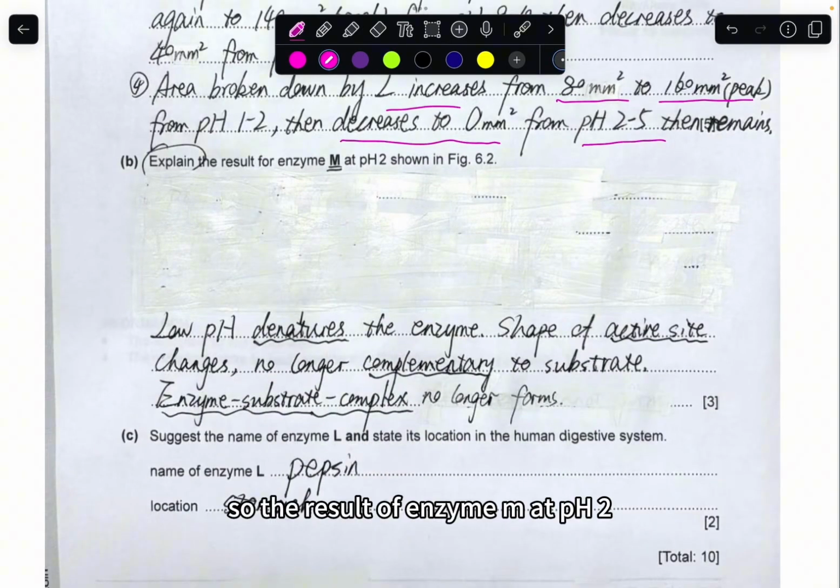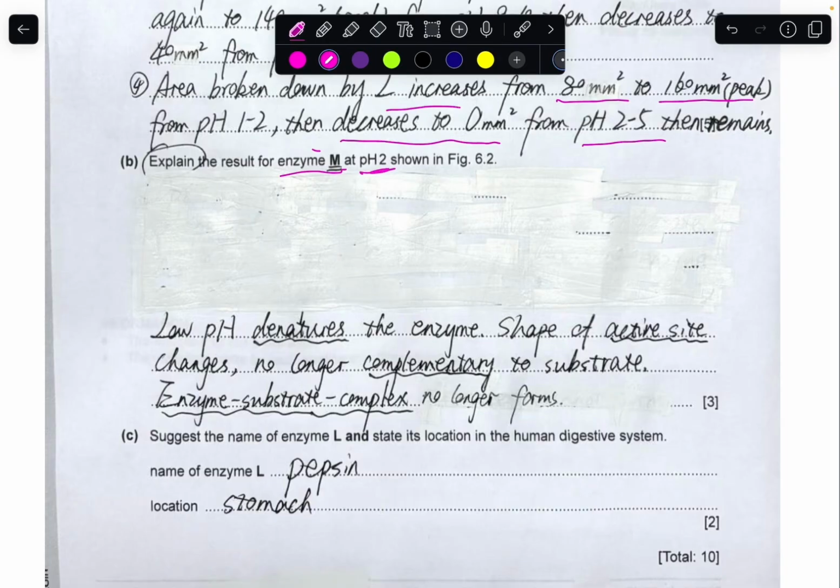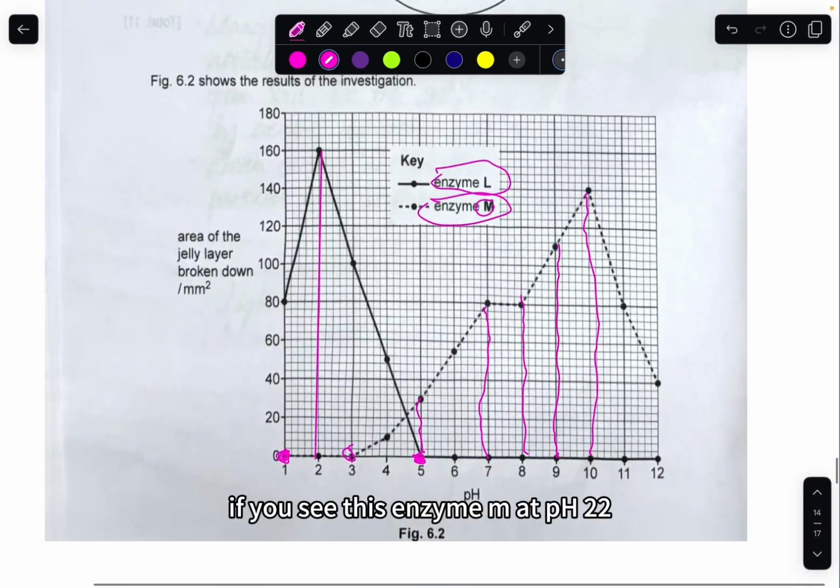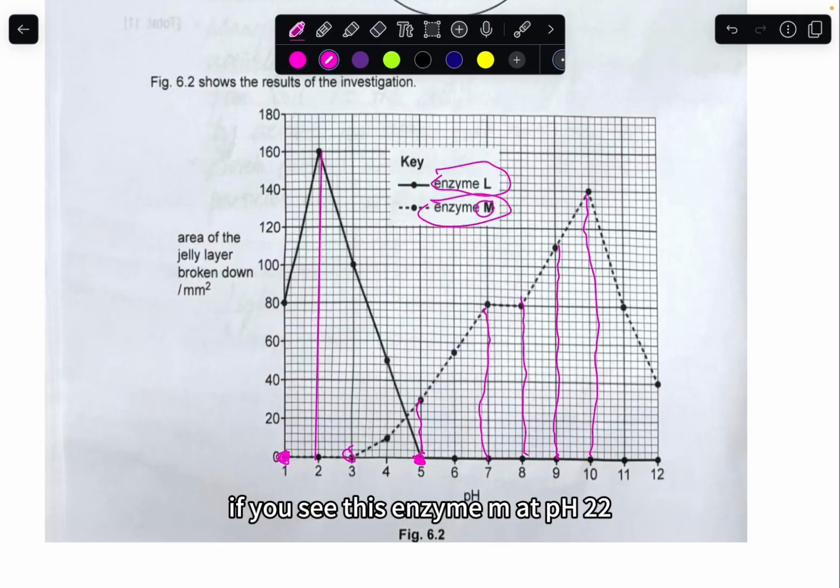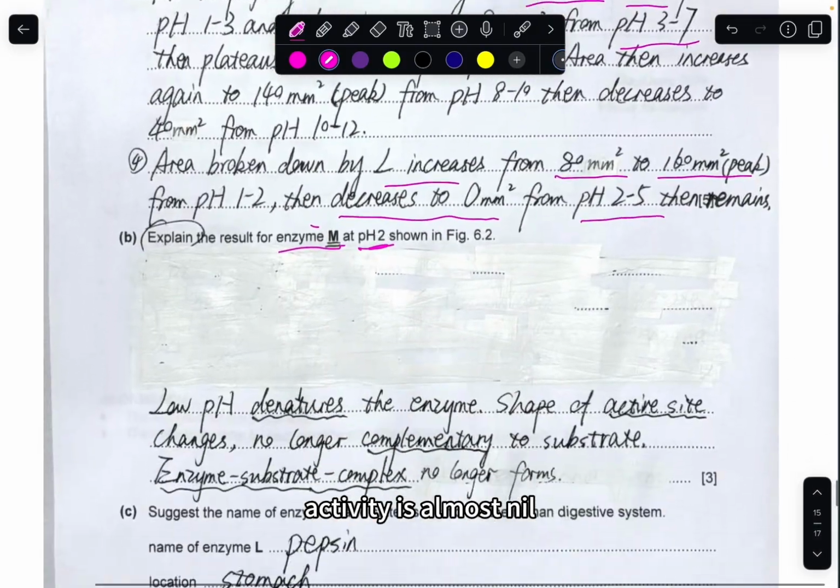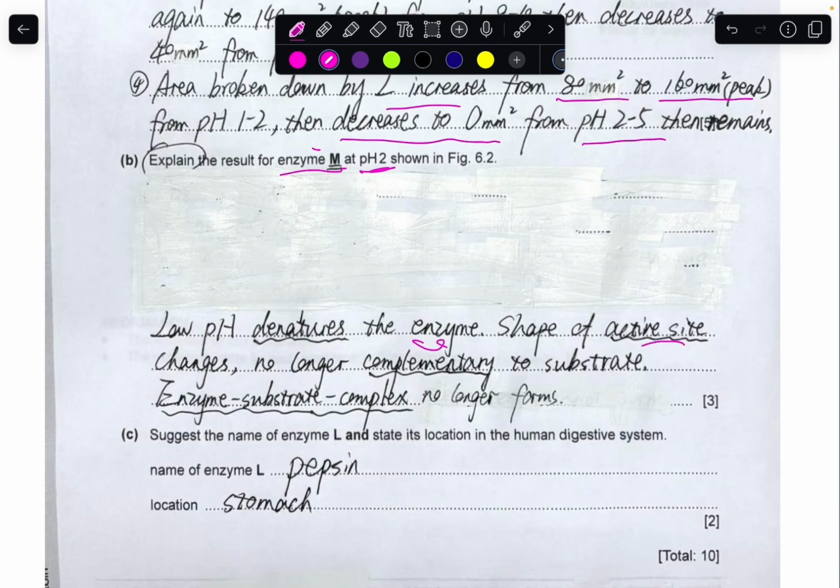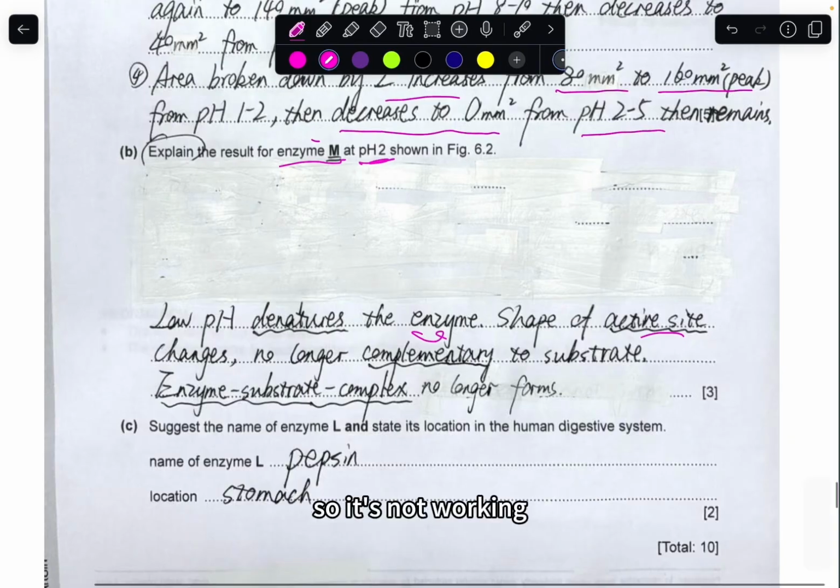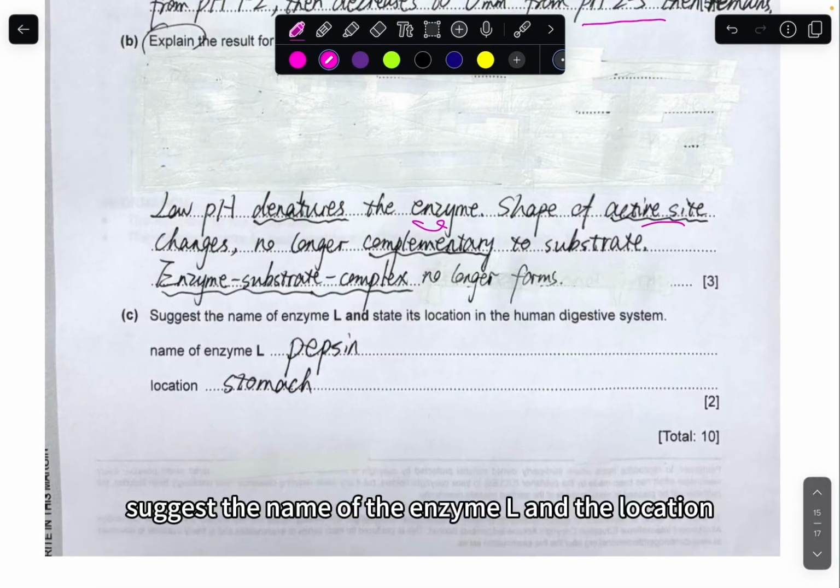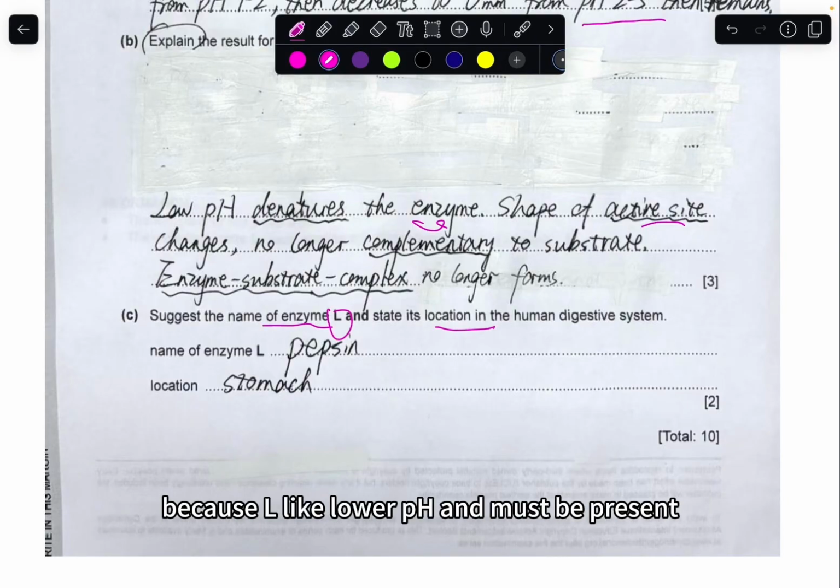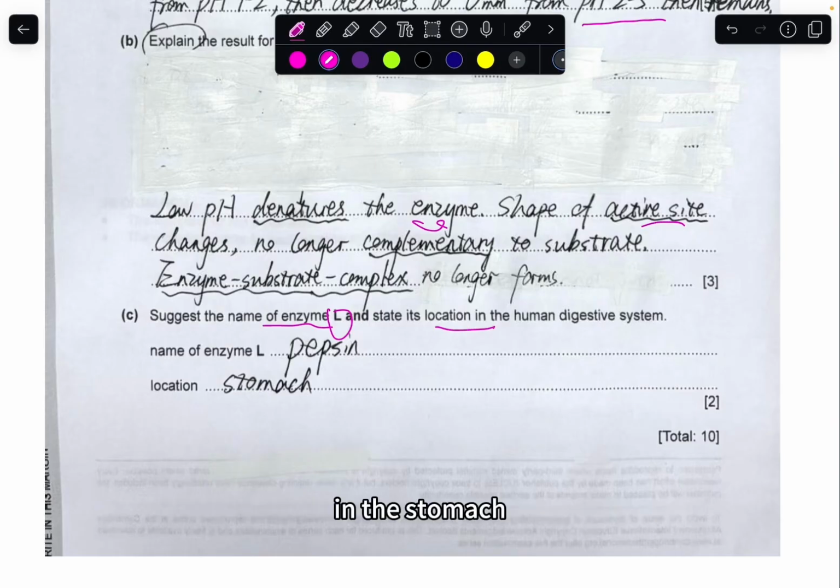So the result of enzyme M at pH 2: if you see this enzyme M at pH 2 here, its activity is almost nil, because the low pH denatures the enzyme. So the active site shape changes. It no longer makes the complex, so it's not working. If you suggest the name of the enzyme L and the location, because L likes lower pH, it must be present in the stomach, and in the stomach we have the enzyme pepsin.